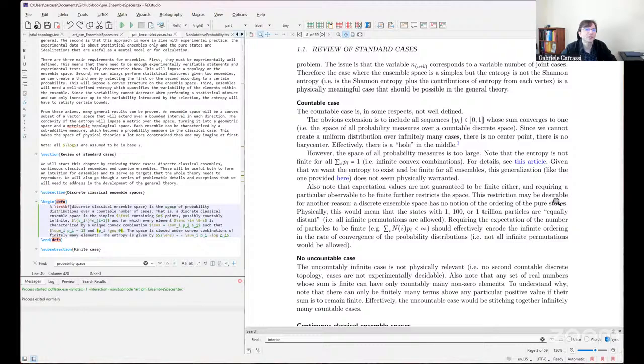Okay, so this restriction may be desirable for another reason. A discrete ensemble space has no notion of ordering of the pure states. Physically, this would mean that the states with 1, 100, or 1 trillion particles are equally distant. So all infinite permutations are allowed. Requiring the expectation of the number of particles to be finite, which is the sum of n_i multiplied by p_i being less than infinity, should effectively encode the infinite ordering in the rate of convergence of the probability distribution, so that not all infinite permutations would be allowed.